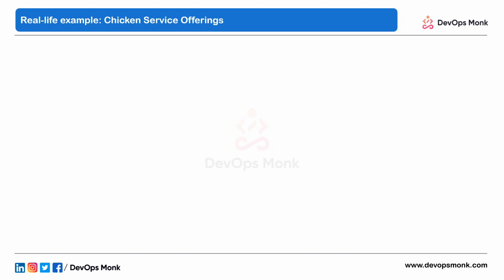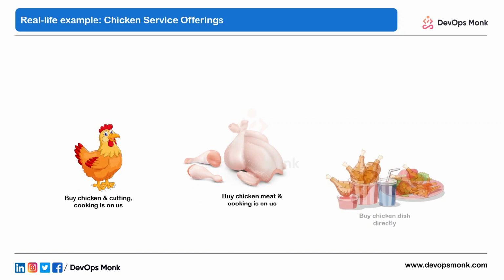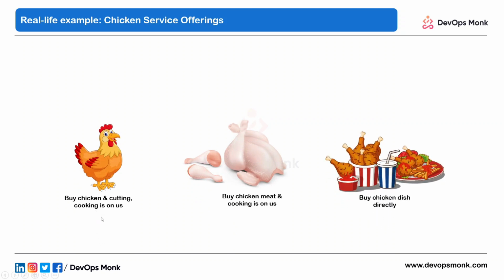Imagine you wanted to have a chicken dish. Here is how you can go about it. First option, you can buy a live chicken, take on the responsibility of cutting and cooking it, and then preparing the chicken dish yourself. Second option, you can go directly to the shop and buy chicken meat that's already been cut. All you have to do is take it home and cook it to prepare your chicken dish. And finally, the third option, you can simply buy the cooked chicken dish.